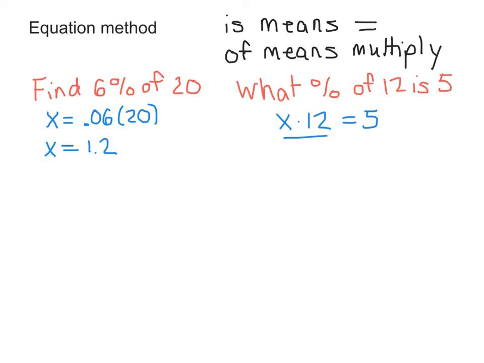We're going to go ahead and divide both sides by 12. If I do this, I'm going to end up with x equals 0.416. Okay, we didn't move a decimal to start off with, so we're going to move the decimal now. And so we're going to have this as 41.6%.